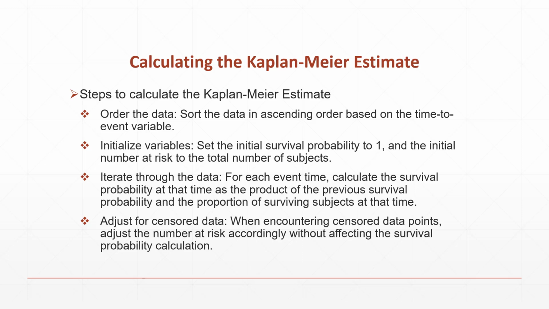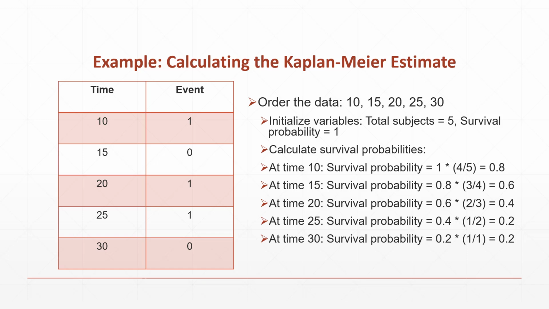This step-by-step calculation gives us the estimated survival probability at the various time points. The Kaplan-Meier estimate is well suited for scenarios with censored data because it accounts for subjects who are still at risk of experiencing the event but have not done so within our study period. This makes it a powerful tool for analyzing real-world data, where not all the events occur during the course of the study. Let's go through an example to understand the process better.